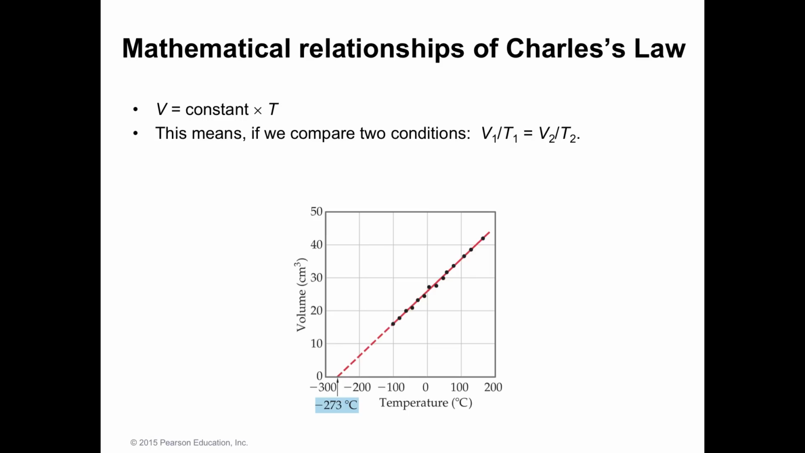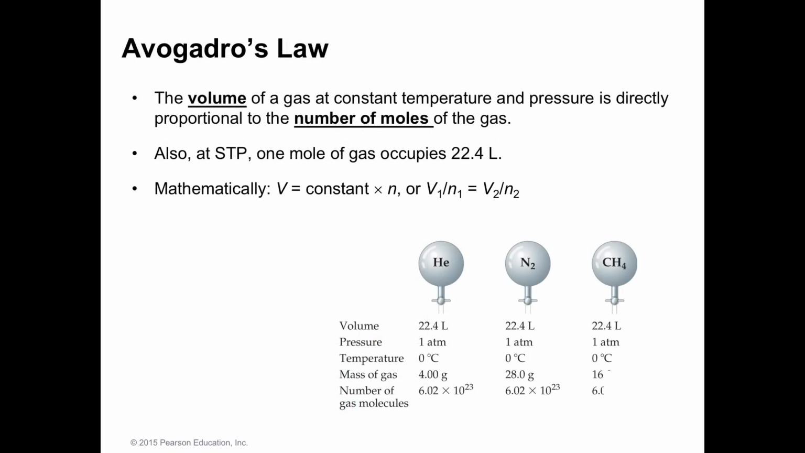The next relationship we're going to look at is between volume and number of moles. This is called Avogadro's law. Avogadro's law states that the volume of a gas is directly proportional to the number of moles, if we keep the temperature constant. Avogadro's law also mentions that at standard temperature and pressure, 1 mole of gas will occupy 22.4 litres.